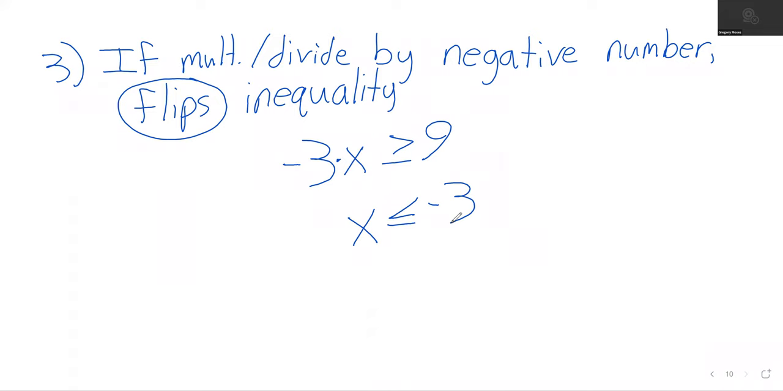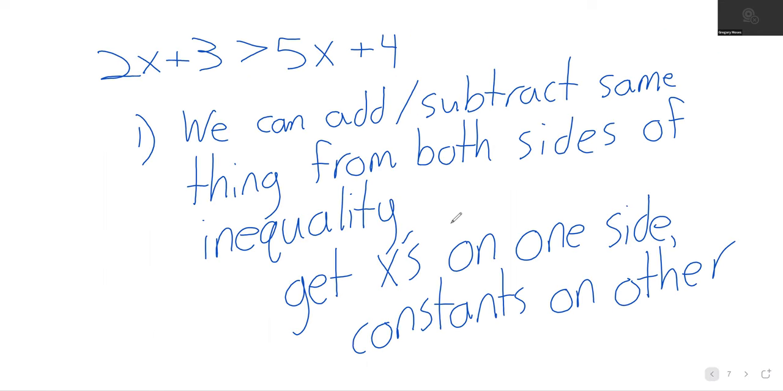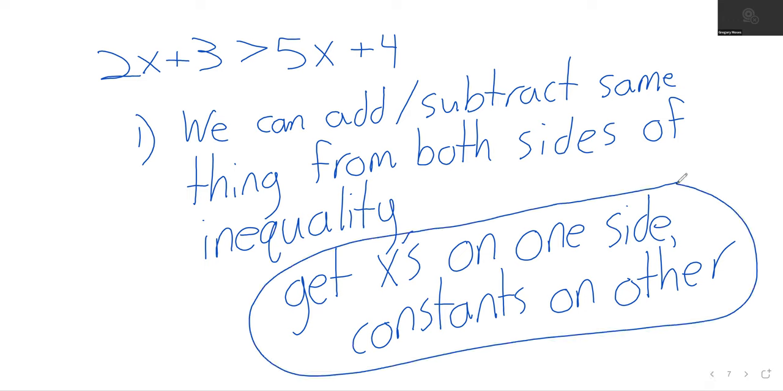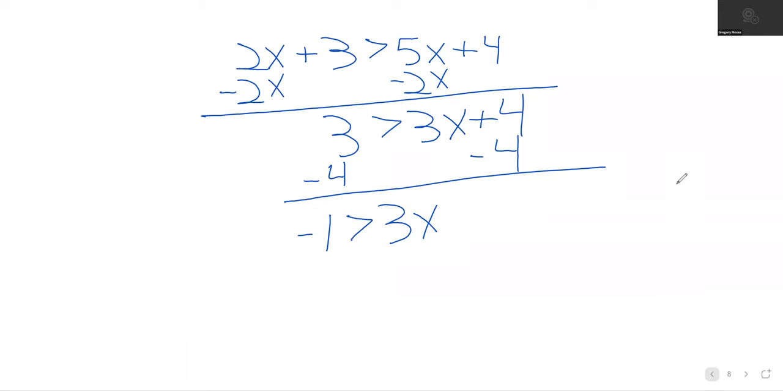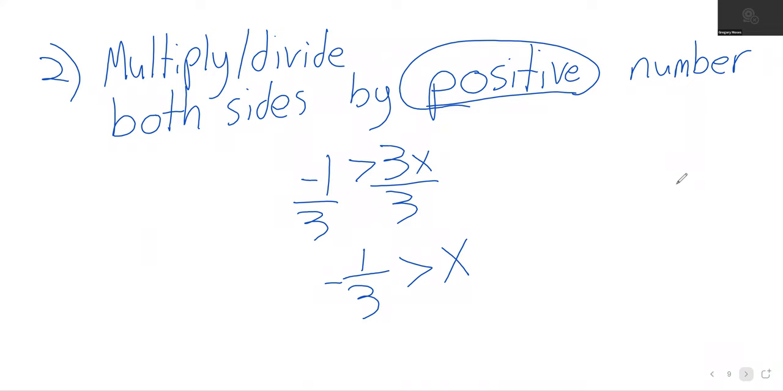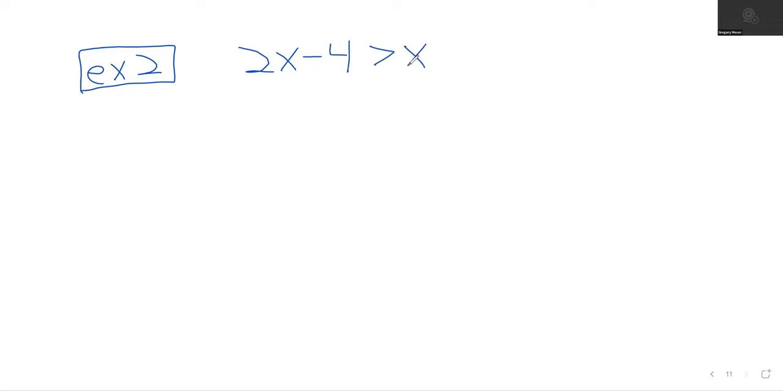And using these rules, you can solve any linear inequality. If you just follow these steps, you get the x's on the one side and the constants on the other. And once you've done that, there will be a multiplication or a division to finish things up. If we wanted to look at another example, 2x - 4 is greater than x + 7.